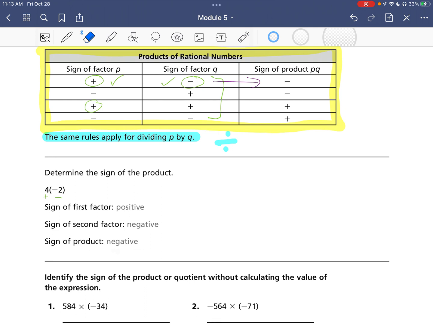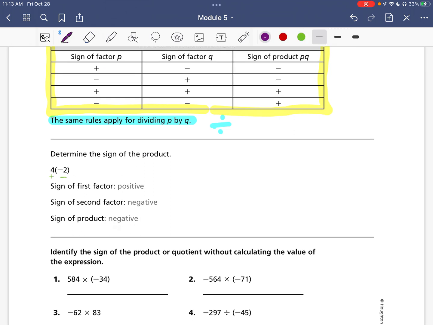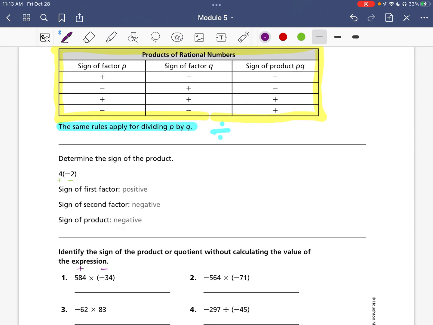Okay, so you just look through this box and you figure out which row applies to that particular expression. So down here, number 1, again, I would recommend writing out your signs. You have a positive 584 and a negative 34. So I refer back up to our little chart up here. You have a positive, so we're either here or here for the first number. And now we have a negative again. So our product, the answer to our multiplication problem, is going to be negative.